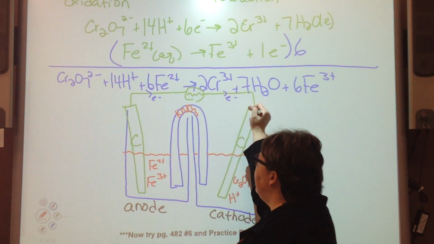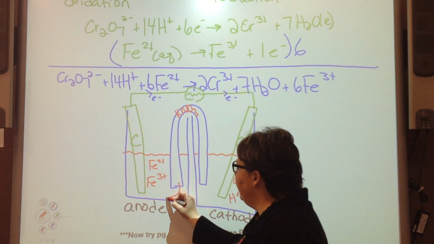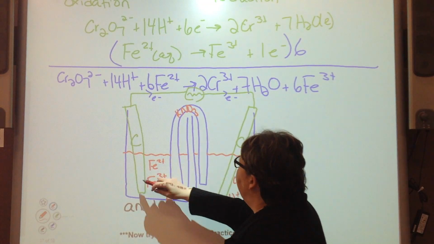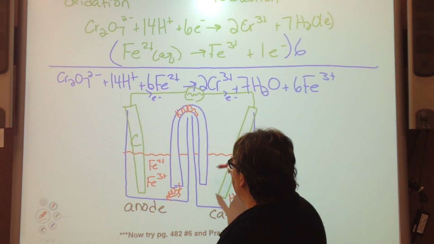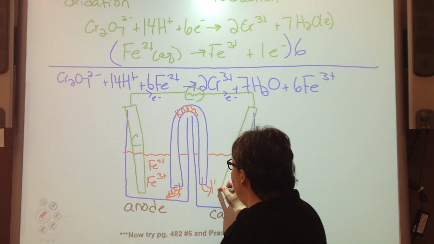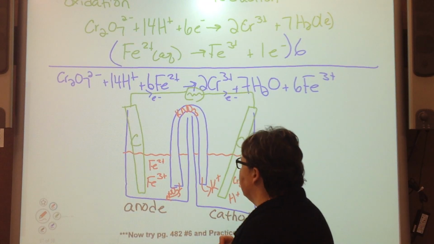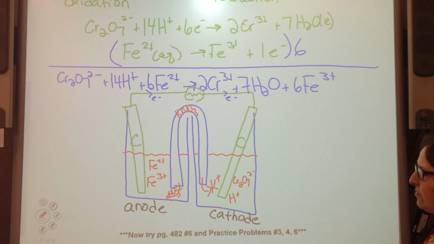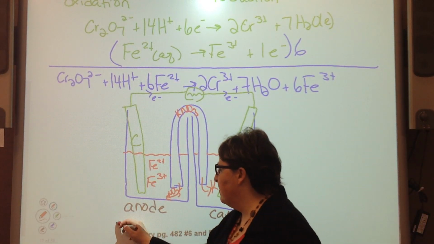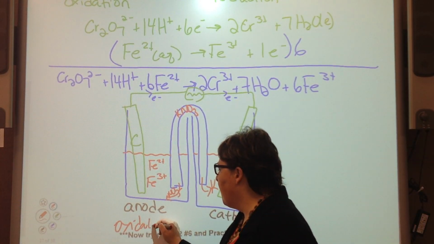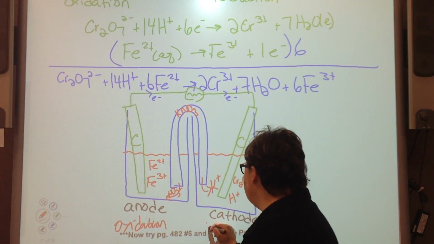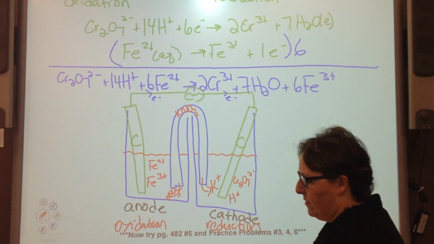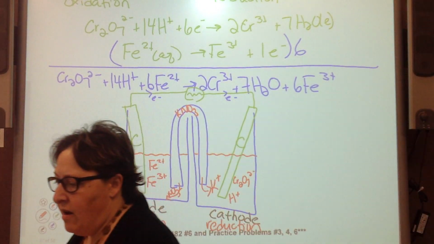Electrons are flowing this way, so nitrates are going to flow out this way, from negative to the cathode. Potassium is going to go this way. So this is oxidation, and this is reduction. Okay? We're going to stop there.